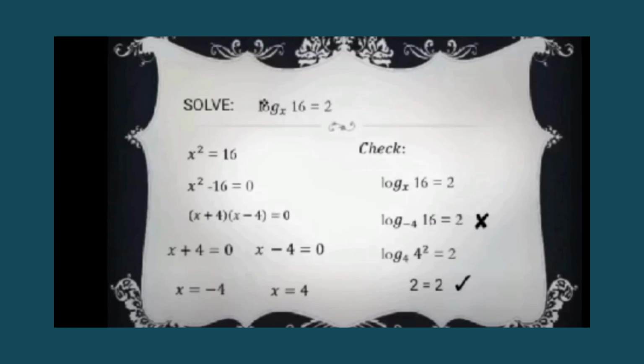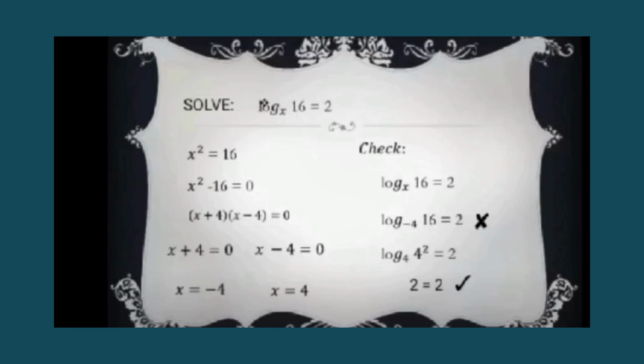So after that, we can solve for x now. Solve for the variable. So x plus 4 is equal to 0. Therefore, x is equal to negative 4. Then x minus 4 is equal to 0. x is equal to positive 4.